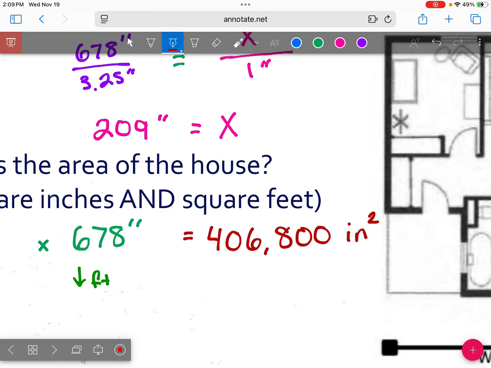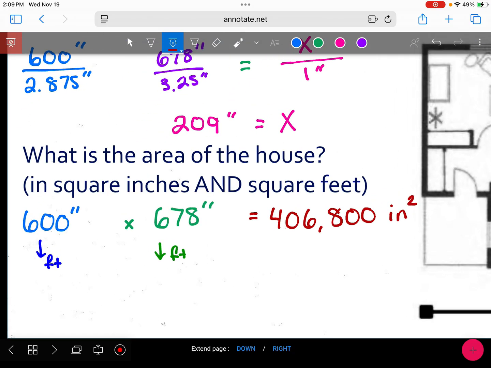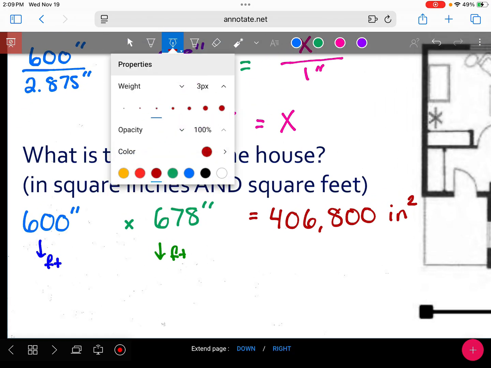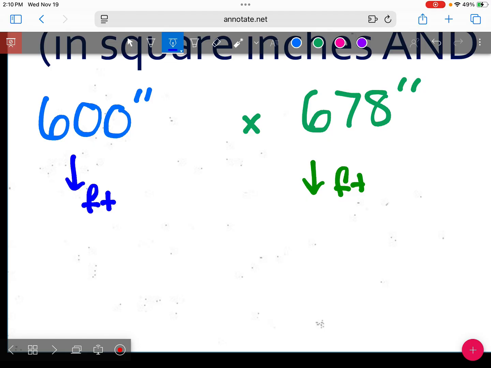I could convert 406,800 into square feet using my conversions that we've worked with, how I know 12 inches is a foot, but if I have square inches, then I'm going to have to square things. That works. But usually we're a little more comfortable taking our dimensions and changing them. So if I know that 600 inches is the width of the picture, how many feet would that be? If I just change my 600 inches to feet. How would we change that?